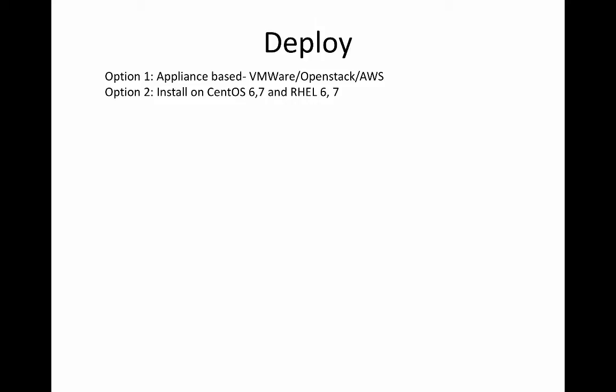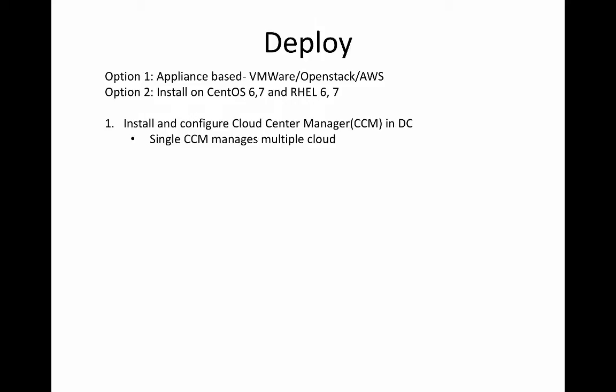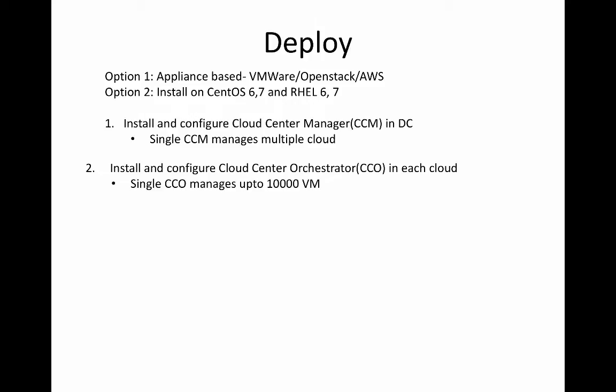Then there's a bundle you can install and make it your CCM or CCO. Once you deploy that, say you deploy the OVA, one single CCM can manage multiple CCOs, as you have seen in earlier slides. Then you install the CCO for each cloud and each region. So if you have a West region and an East region, you'll have to have two separate CCOs. These are closed. Up to 10,000 VMs can be managed by one CCO.